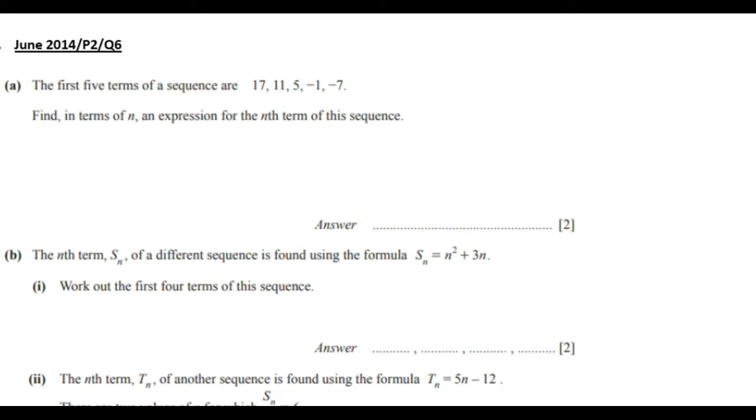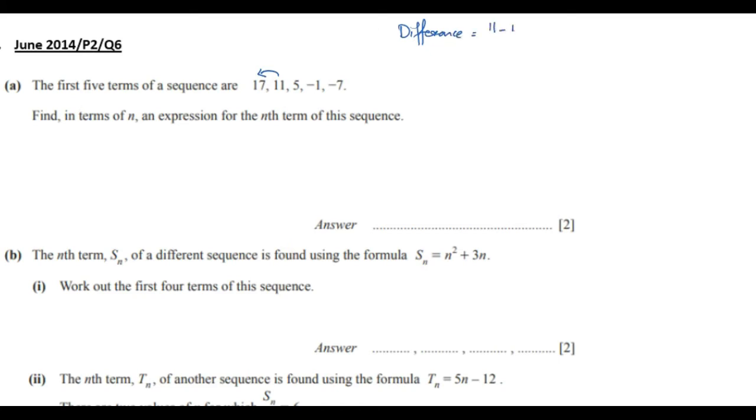So here we will find the nth term. As we know, to find the nth term of a sequence, we have the formula a plus (n minus 1) multiplied by d. First of all, we will find the difference to check whether the difference is equal or unequal. To find the difference, remember that every time we subtract the first term from the second.